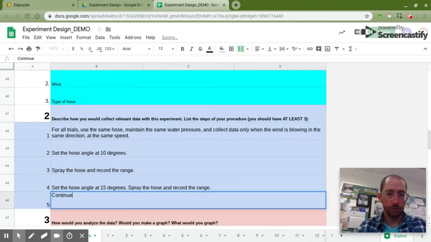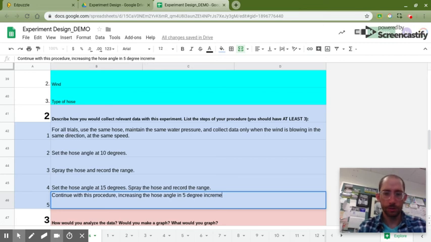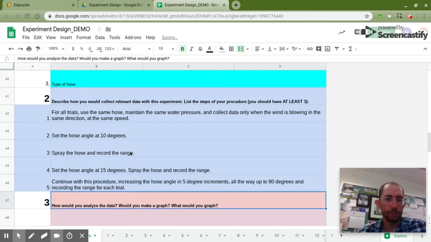All right. Continue with this procedure, increasing the hose angle in 5-degree increments all the way up to 90 degrees. You definitely want to have the person spraying the hose straight up so that they get blasted with water. All the way up to 90 degrees, and recording the range for each trial. Yes! All right.